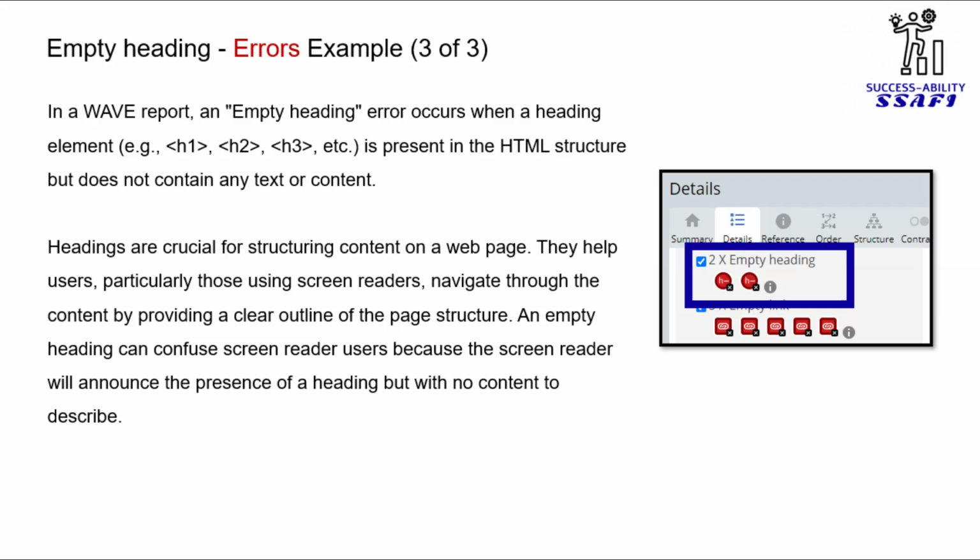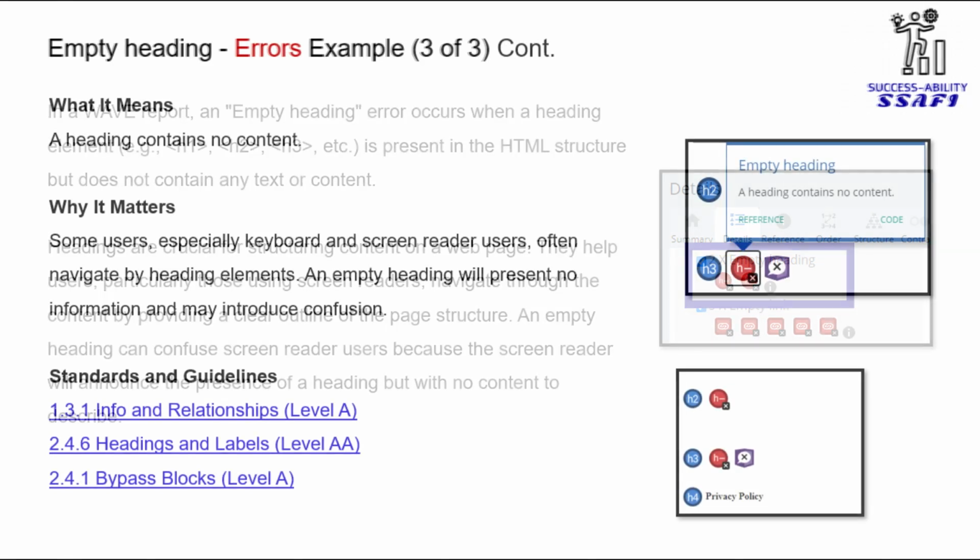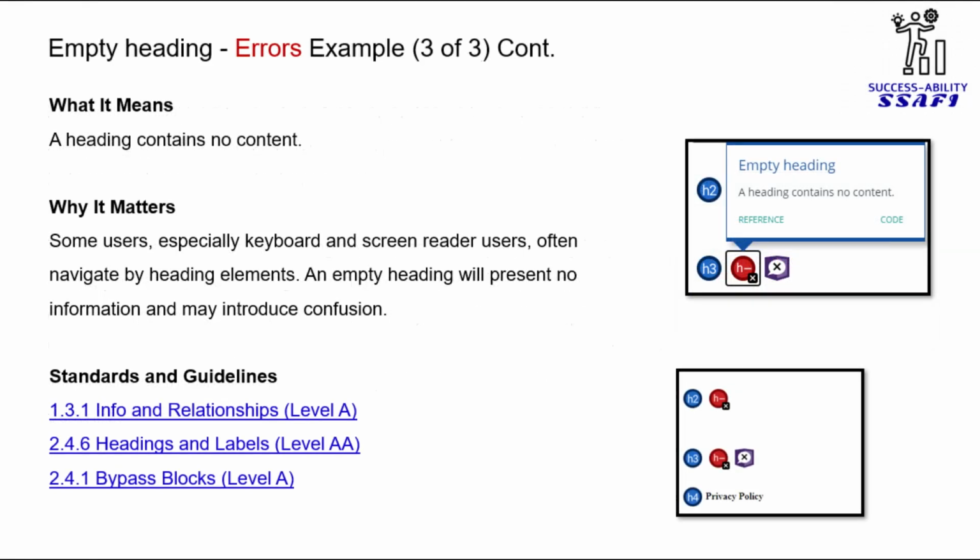Headings are crucial for structuring content on a web page. They help users, particularly those using screen readers, navigate through the content by providing a clear outline of the page structure. An empty heading can confuse screen reader users because the screen reader will announce the presence of a heading, but with no content to describe. Even though an empty heading may not be visible to sighted users, it still exists in the page's code and can disrupt the logical flow of the document, affecting users who rely on assistive technologies.